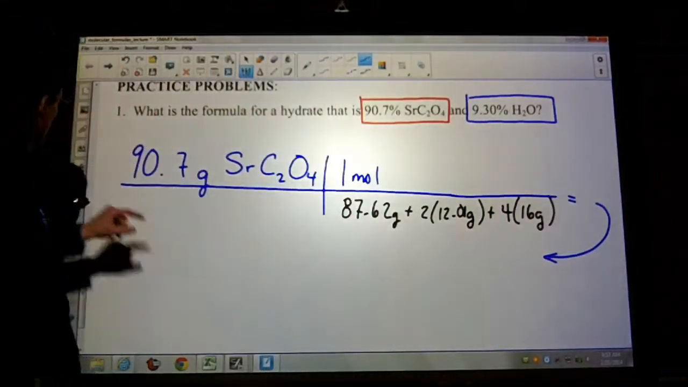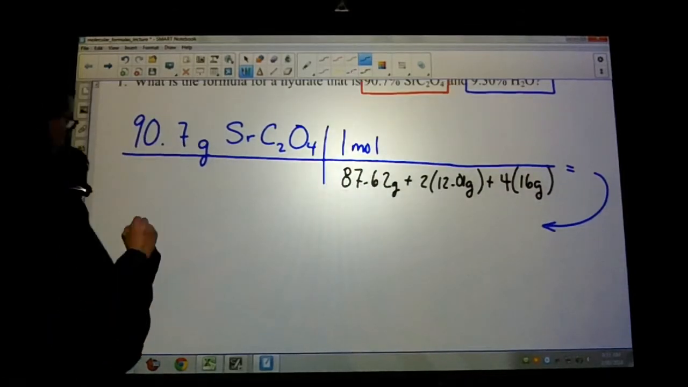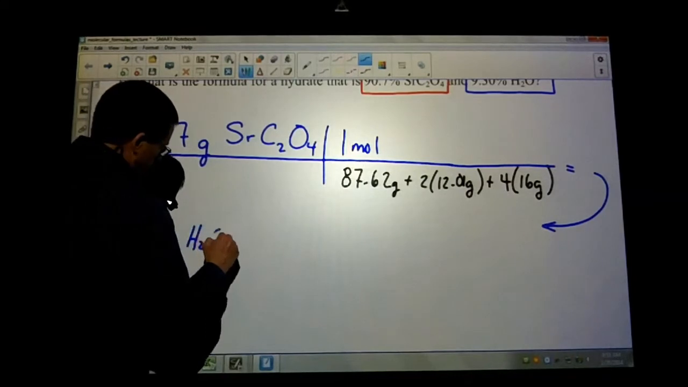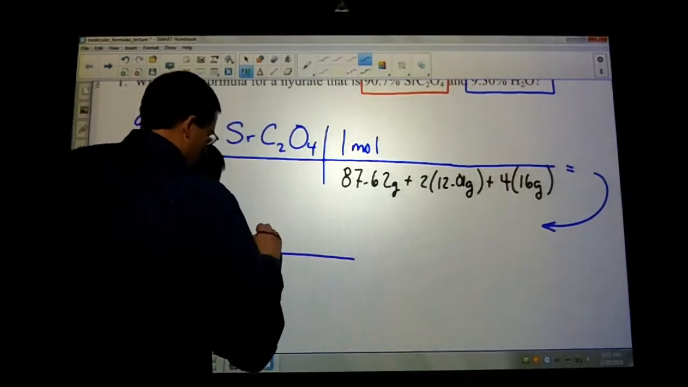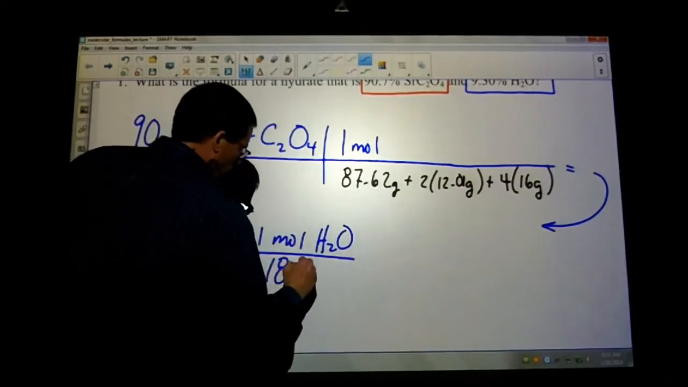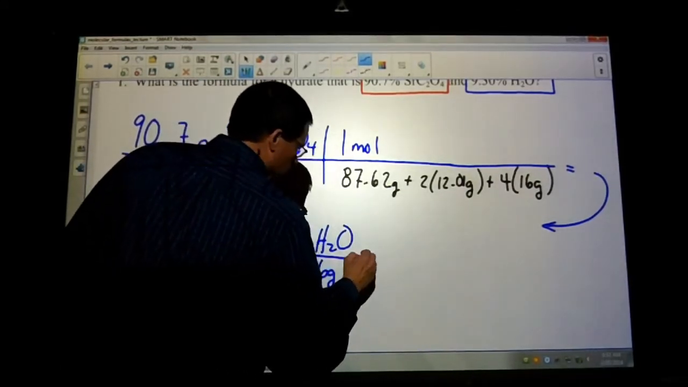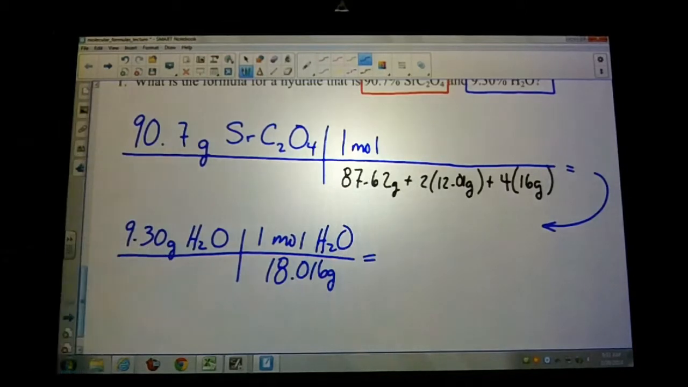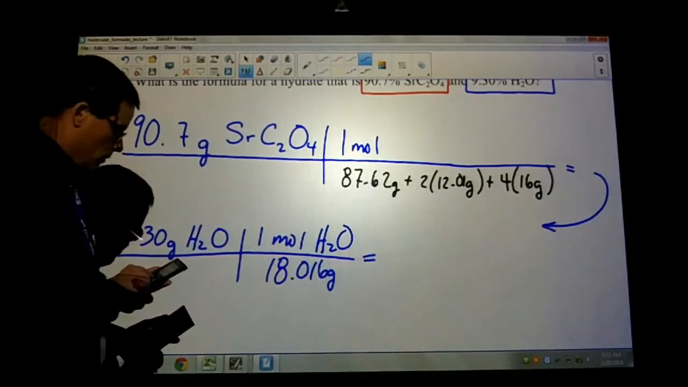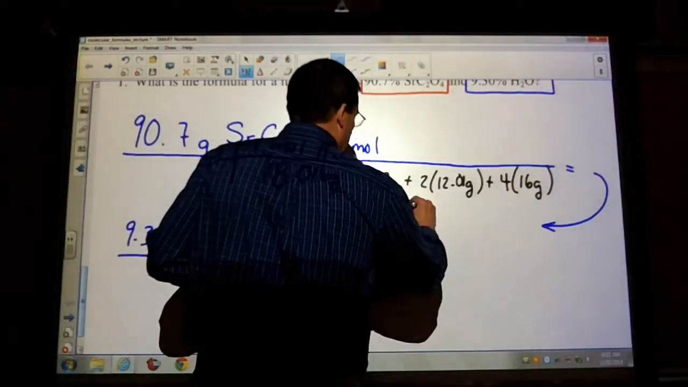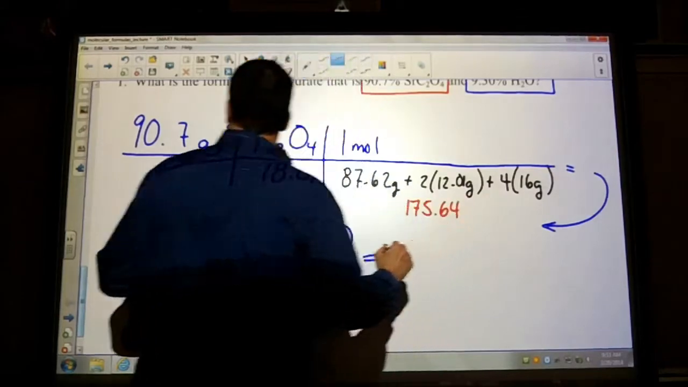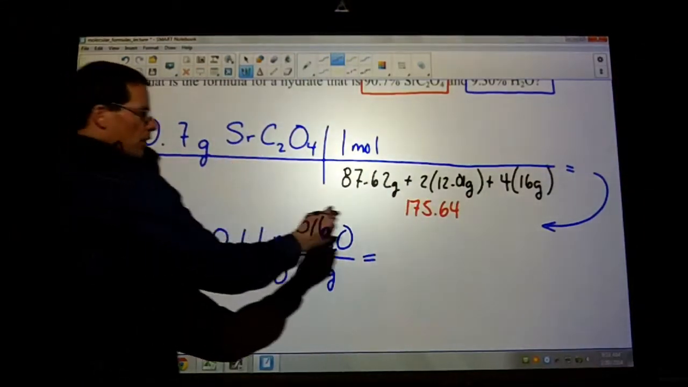And we'll do the same thing for the water. So we'll find out that we have 9.3 grams of water. And 1 mole of water is 18.016. Use that enough, you'll memorize it. So let's find out what the molar mass for that guy is on the bottom. I have 175.64. Is that the molar mass for the strontium oxalate? Did you guys get that?